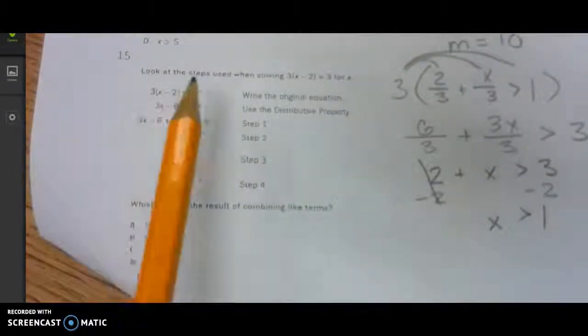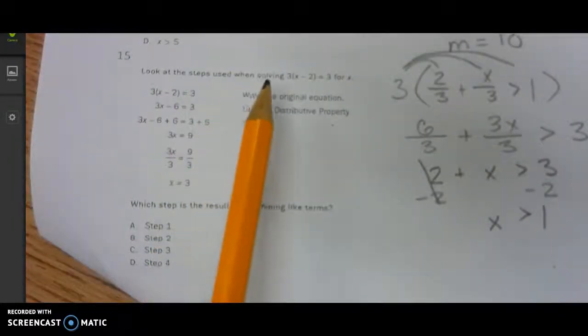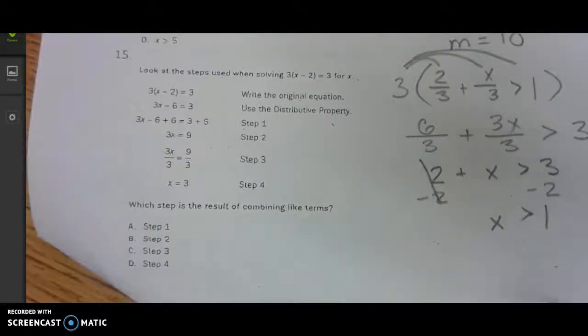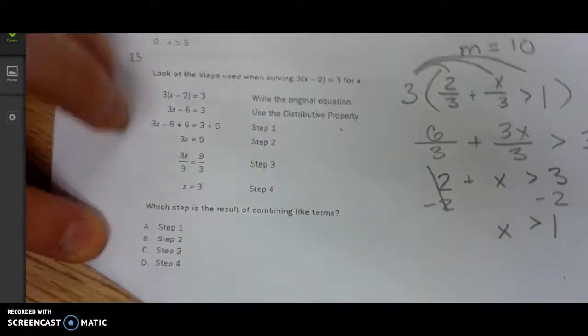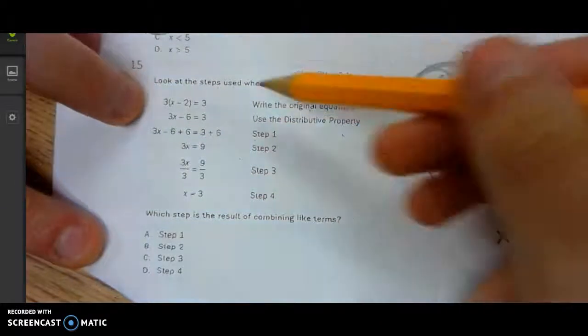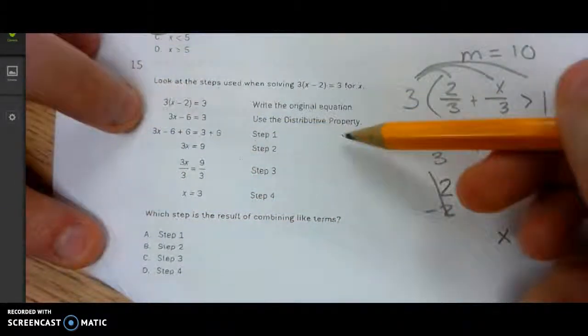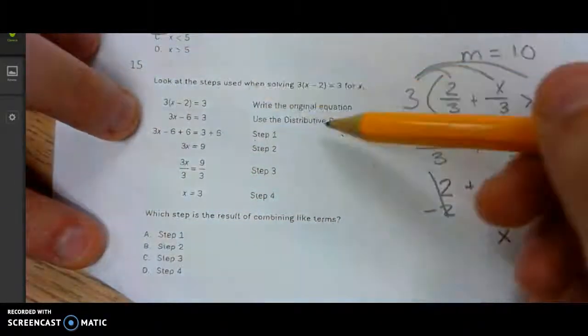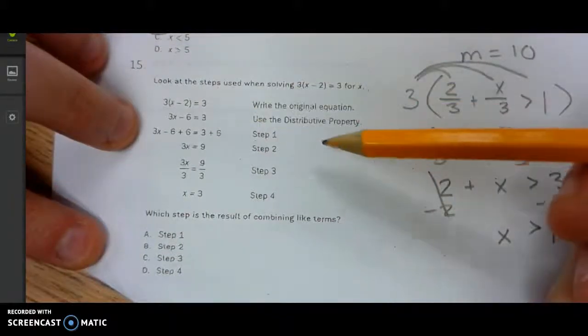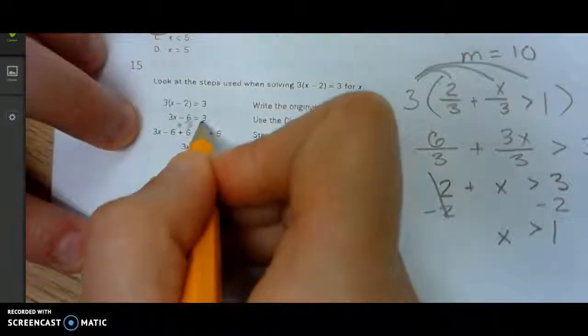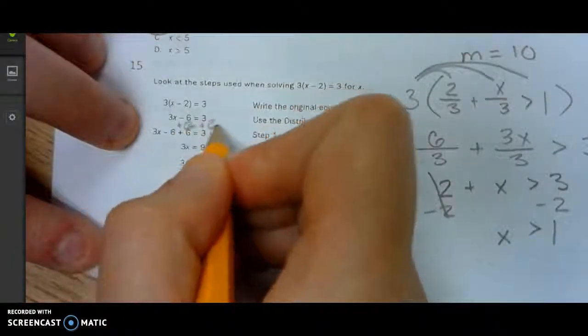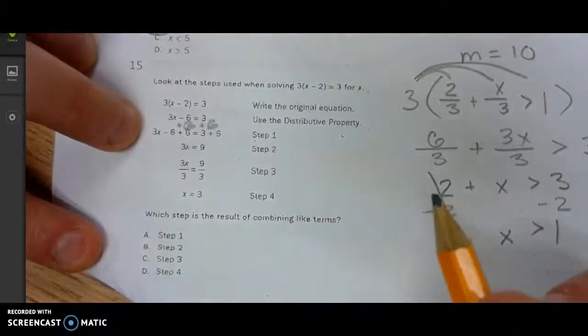Looking at number 15. Look at the steps when solving 3 times x minus 2 equals 3 for x. So we're just looking to see where they combine like terms. Right here, they wrote the equation, then they used the distributive property. And then it looks like we added 6 to both sides. Generally we would write it underneath, but that is okay that they wrote it in there. That was just the step.